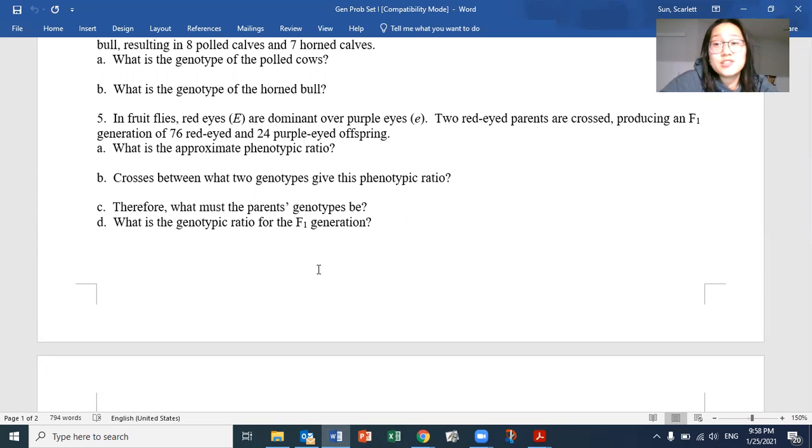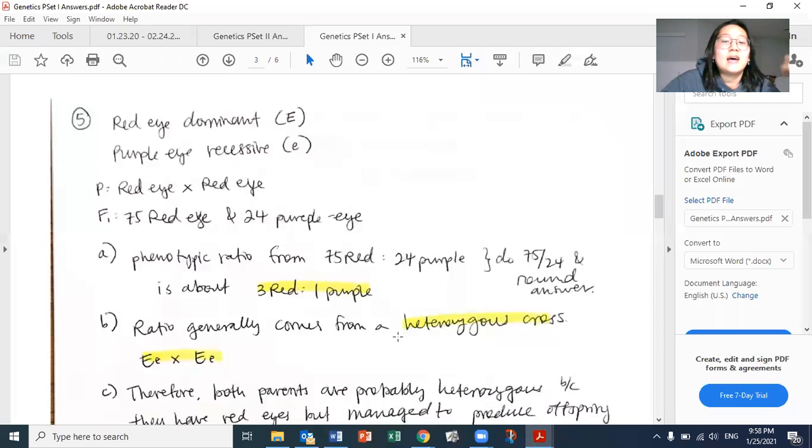And this is the traditional cross that we always talk about that gives 3 dominant phenotypes to 1 recessive phenotype. And that would essentially always be a heterozygous cross that we see, which means that the cross would look like this: capital E, lowercase e, crossed with capital E, lowercase e.